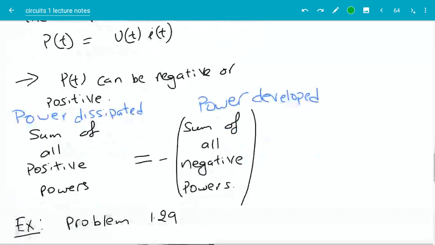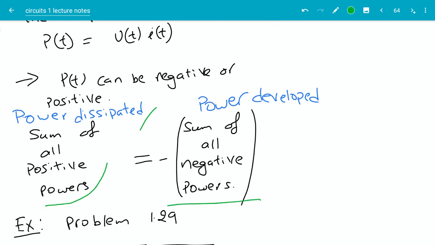So given any circuit, for each component you calculate the power associated with that component. You sum up all the positive powers, and that will be the total power dissipated in the circuit. And you sum up all negative powers, and that will be the total power developed in the circuit. Then the sum of all positive powers should be the negative of the sum of all negative powers, in which case the net power generated will be 0.